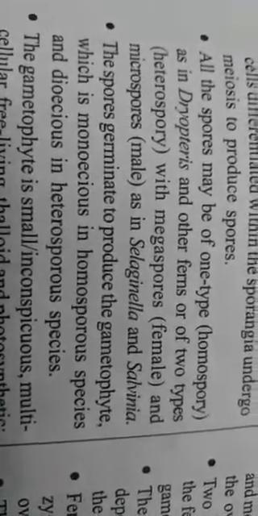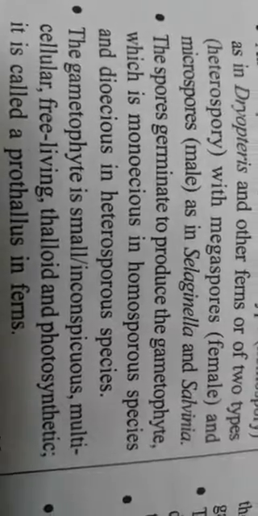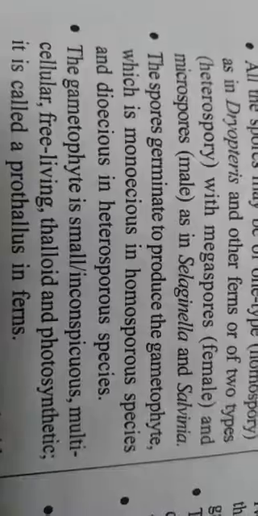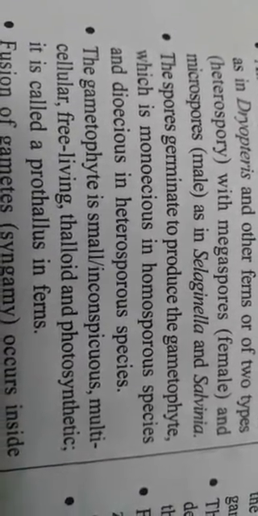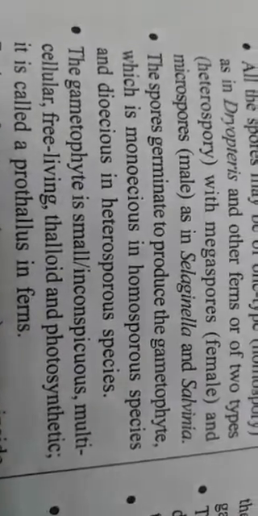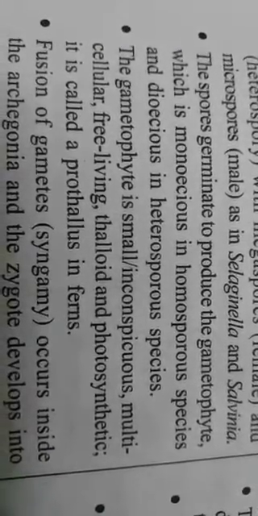Now these spores afterwards germinate. As I have already explained, when these spores come out, they will germinate and produce the gametophyte body, haploid, which is monoecious in homosporous species and dioecious in heterosporous species. If there is one type of spore, then one type of body will be formed. If two types, then you will have different types. The gametophyte is small and inconspicuous. Inconspicuous means not clearly visible.